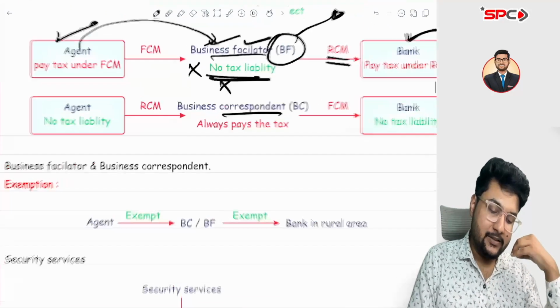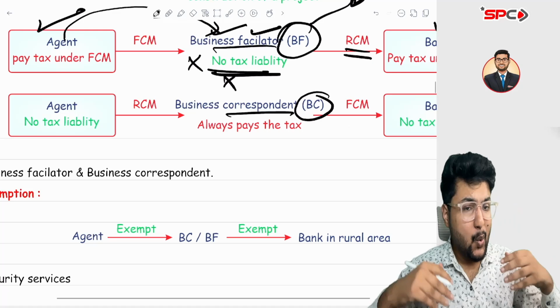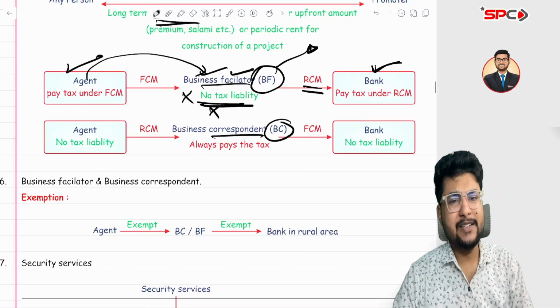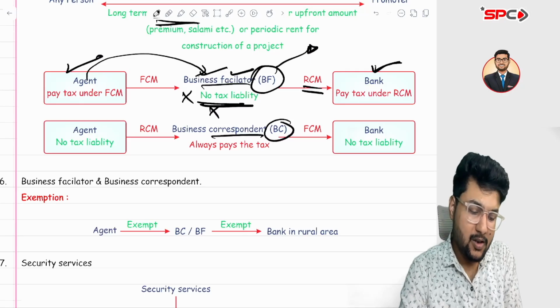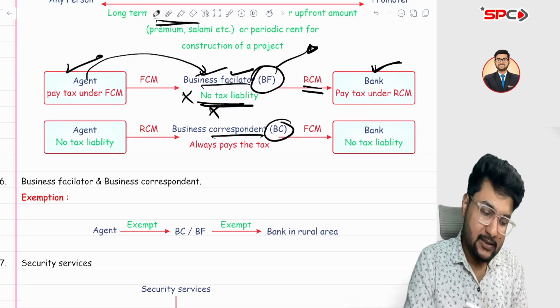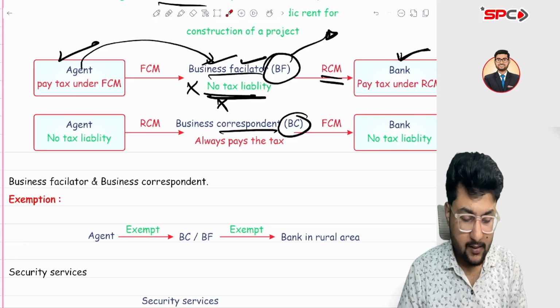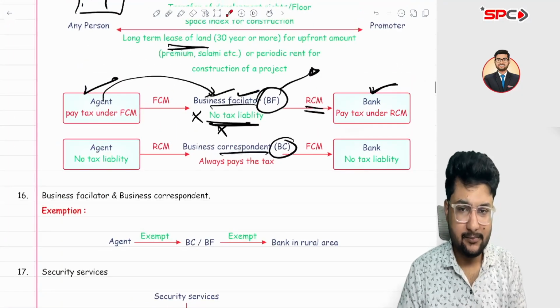But BC means a person who always pays the tax, who always pays the tax, is a very simple person.